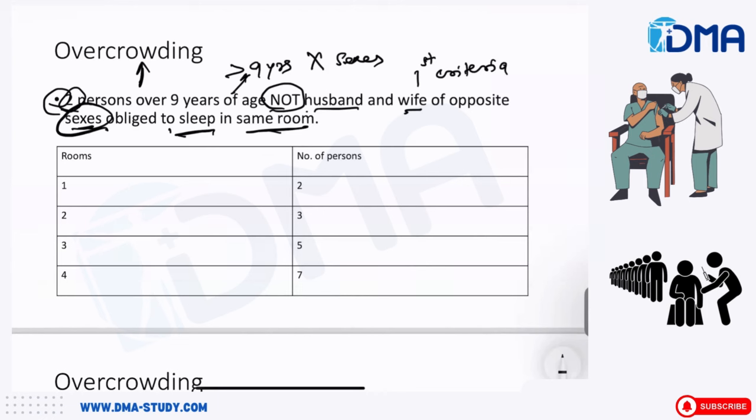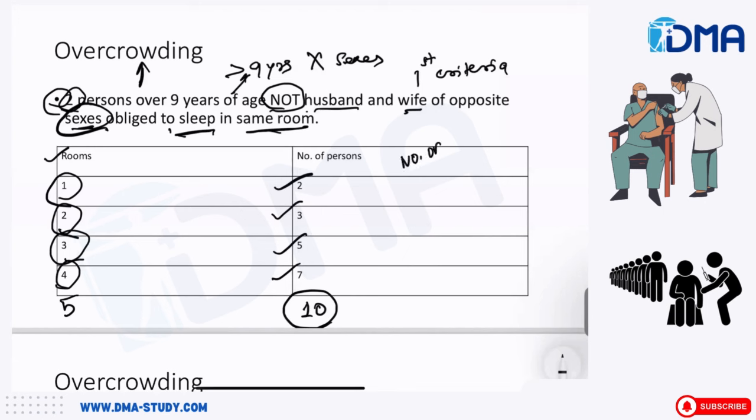So based on room criteria, for one room, you have two persons. Two rooms, three persons. Three rooms, five. Four rooms, 7 persons. And five rooms, 10 persons. So this is based on the number of persons. For one, it is two. Two, it is three. Three, it is five. Four, it is seven. And five, it is 10.